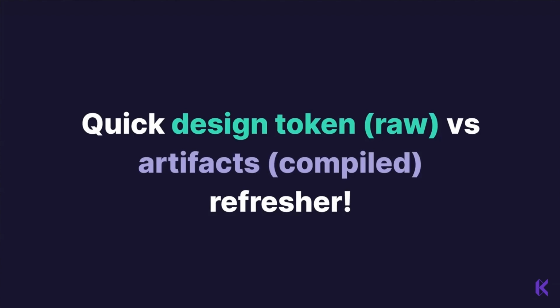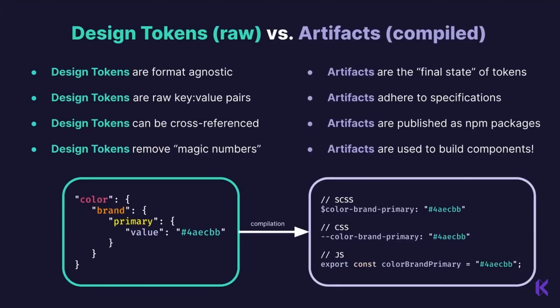Now, before we go too much further, I'm going to get a little technical before going full technical. We're going to do a quick refresher on design tokens in the raw sense versus the artifacts, which are the compiled version of those tokens. On the left-hand side, we've got the representation for the raw state of design tokens. In that state, design tokens are format agnostic. We're not concerned about the end result of what shape this token is going to take. All we care about at this point is naming it the right thing and giving it the correct value.